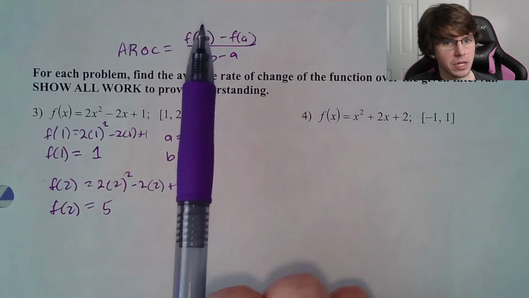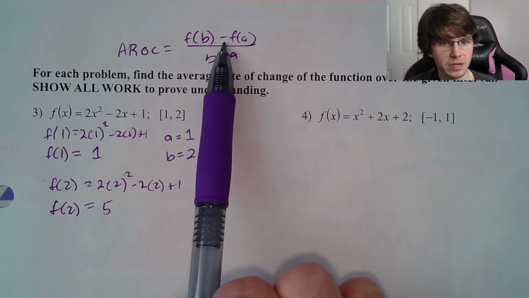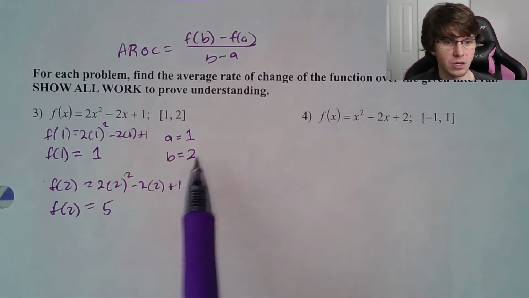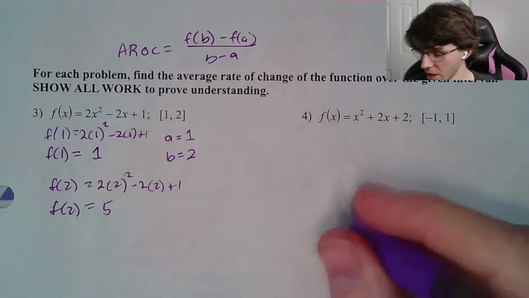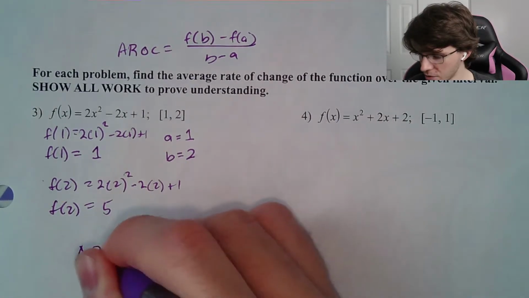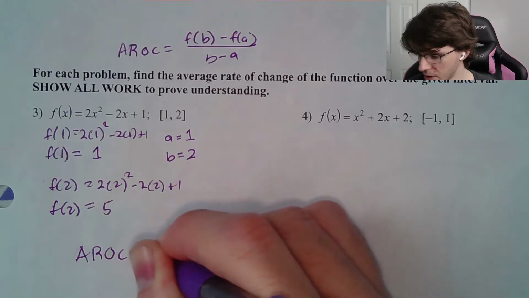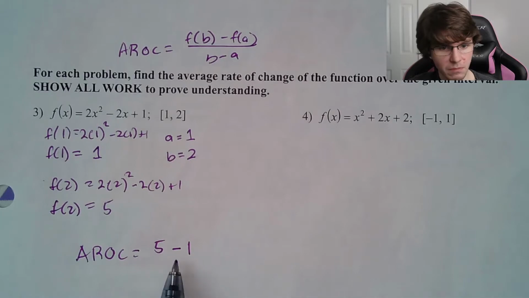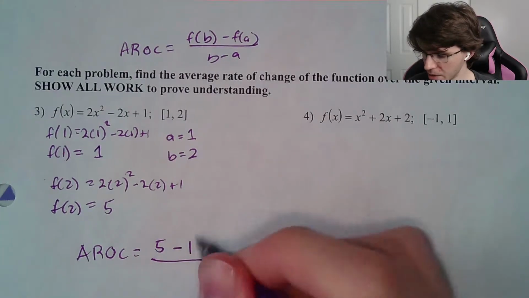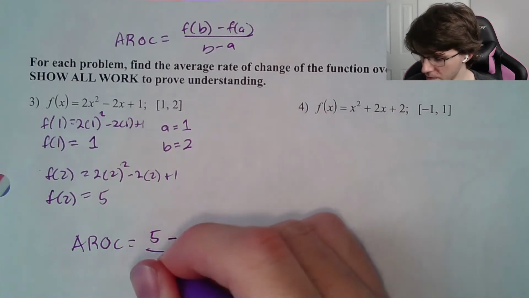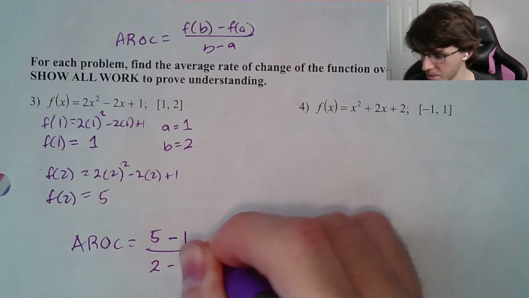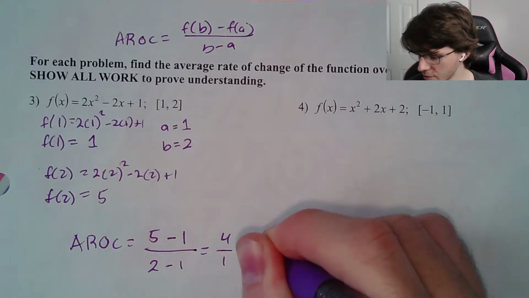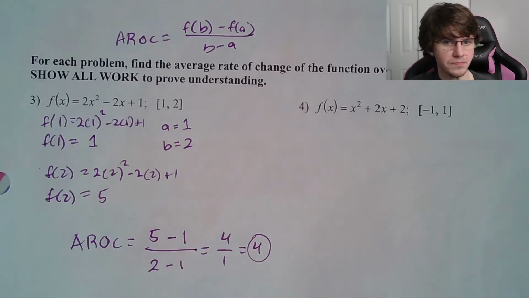And finally, we need to plug it into our f of b minus f of a over b minus a. In this case, again, b is 2, so f of 2 is 5. So our average rate of change for this function is going to be 5 minus 1, f of b minus f of a, divided by b minus a. 5 minus 1 is 4. 2 minus 1 is 1. That, of course, simplifies to 4.